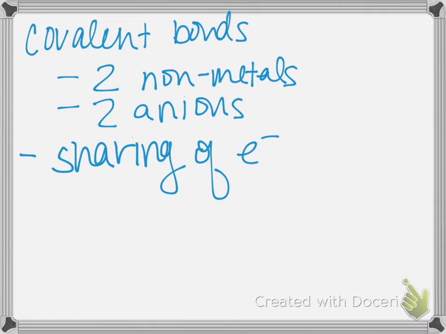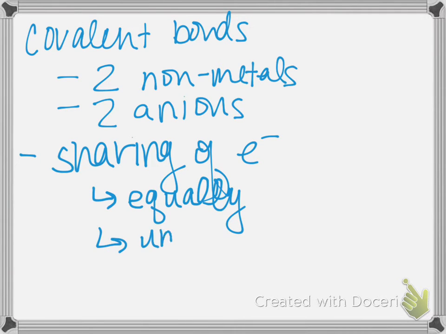Does that make sense? Think of it as like a tug of war. If I have 2 hydrogens bonded, both of them are pulling on those shared electrons evenly, right? They both have equal weight. But if I have a bond between fluorine and hydrogen, they're not pulling on them with even weight. That's called a polar bond. And so when we talk about sharing of electrons, sometimes they're shared equally. And sometimes they're shared unequally. I don't really know if that's a word, but I'm going to call it a word.